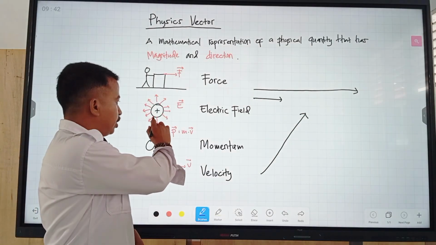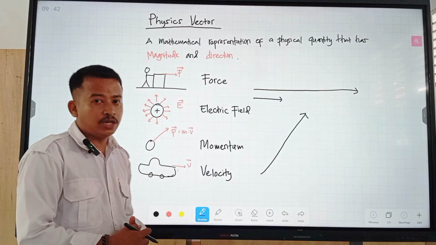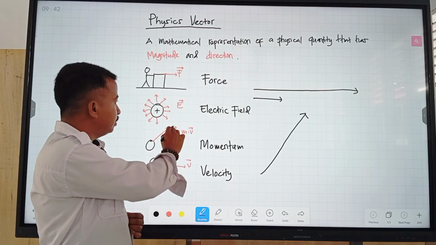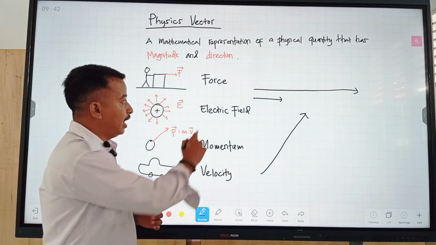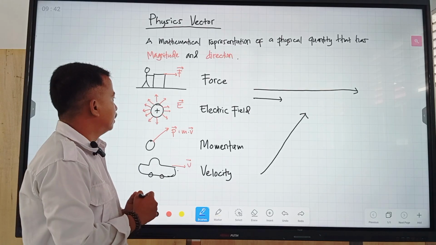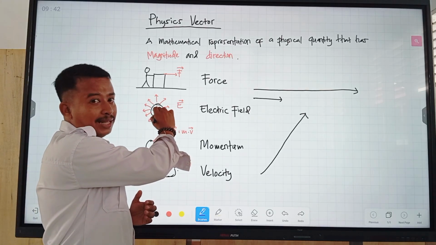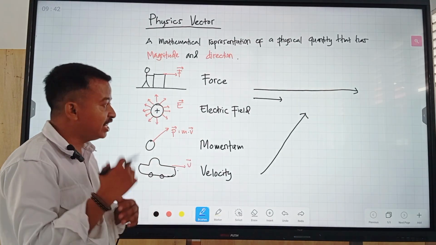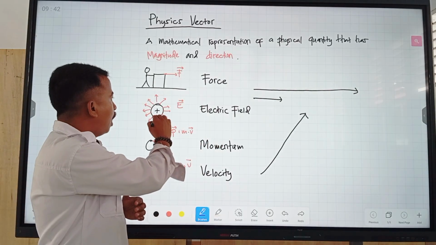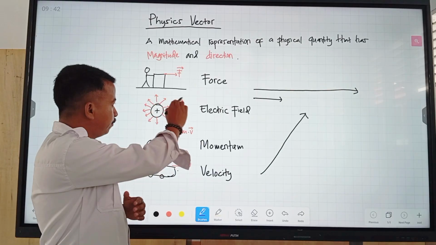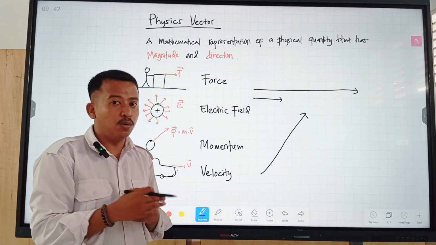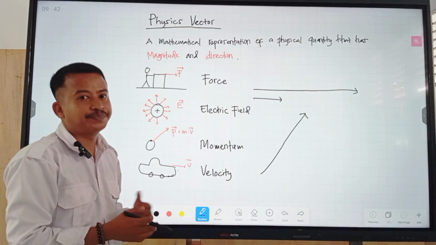Here I draw a charged object, let's say a positively charged object, and I draw lines in all different directions, which represent the electric field around this charged object. The length of this line represents the magnitude of the electric field. And of course, as you can see here, all the lines in the different directions represent the electric field going out in different directions too.